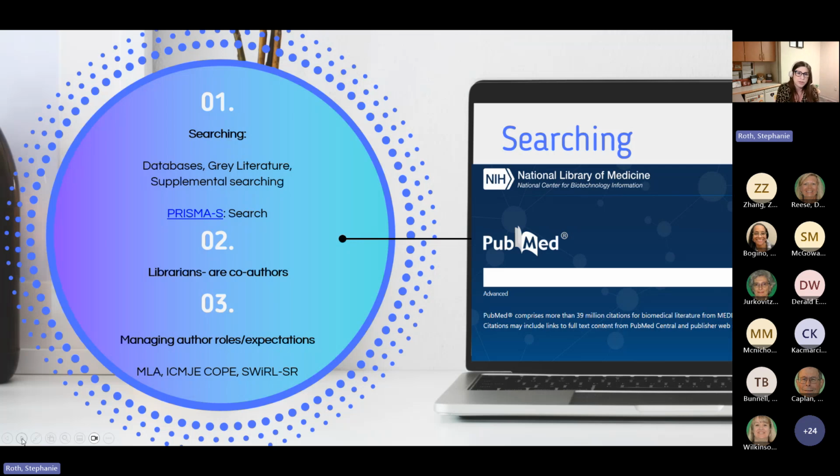So a systematic search is much different than a regular search, and it requires a high level of training and knowledge, by librarians that have expertise in systematic reviews or are willing to learn how to create a more systematic search. And then PRISMA-S is the reporting standard for the search portion of the review. So we do have some guidance for that, which librarians are aware of and will follow. So your review will follow the best practices working with a librarian.